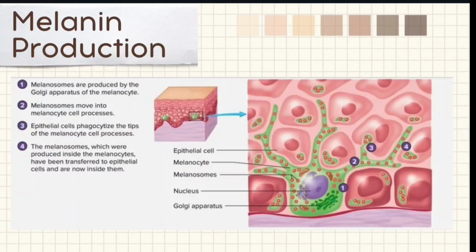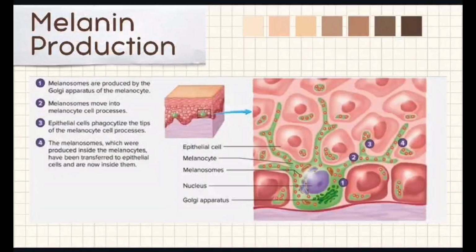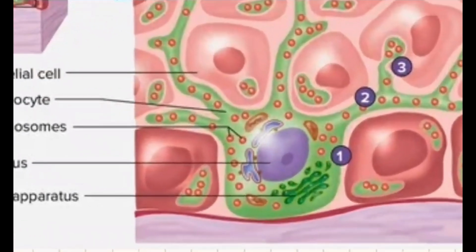So, proceeding to the next slide, this is how it works. Number 1, melanosomes are produced by the Golgi apparatus of the melanocytes. So, as it says in number 1, the Golgi apparatus of the melanocytes produces melanosomes. The Golgi apparatus is the green part, and the red circles are what it produces, which are the melanosomes.